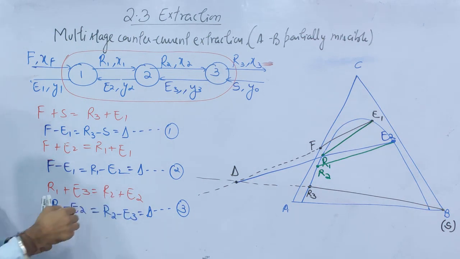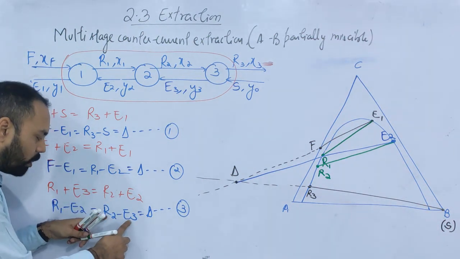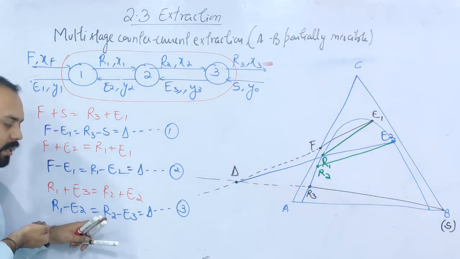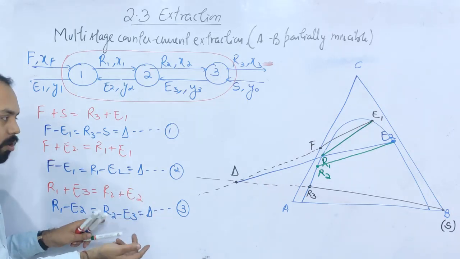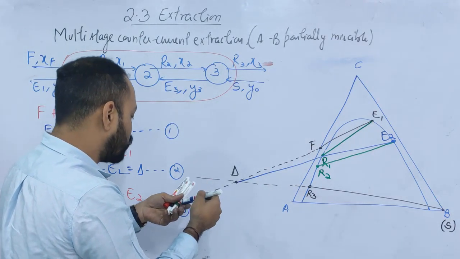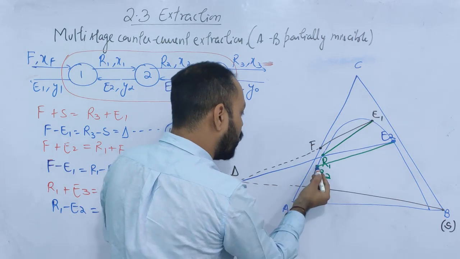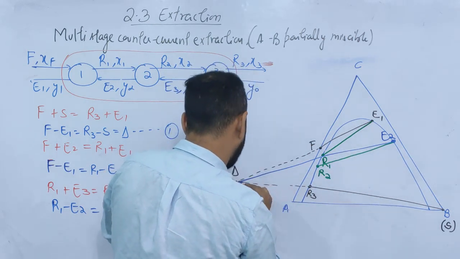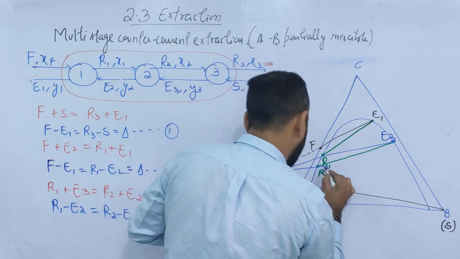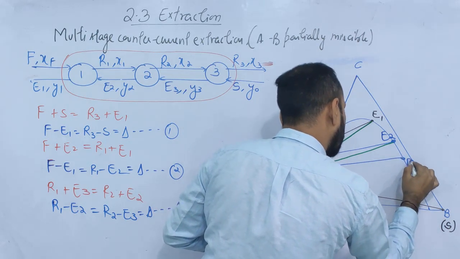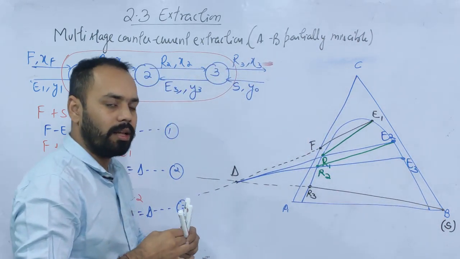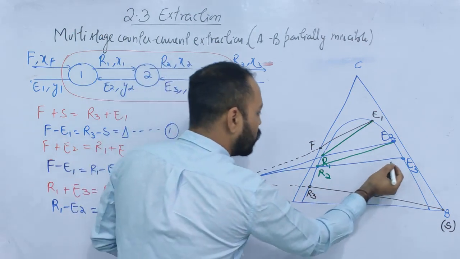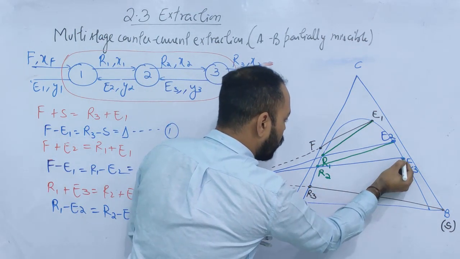Fine. See the other equation. R2 minus E3 is equal to delta. It means if you join R2 and E3 and extend on the back side, it should pass through delta. So if I join delta and R2 and extend on the right hand side, it should pass through E3. Fine. There must be a tie line passing through E3, and it must go through R3 definitely.